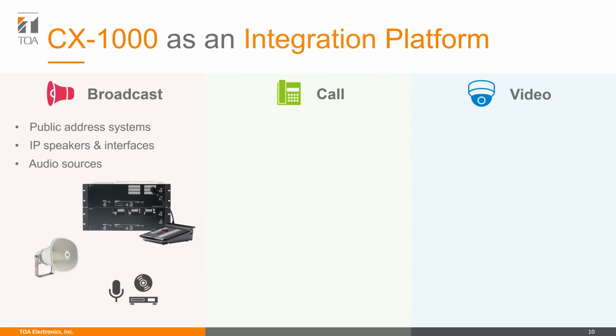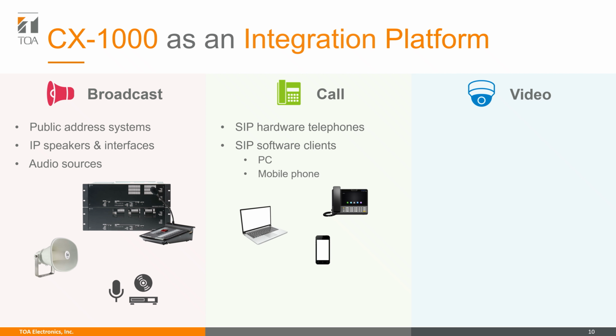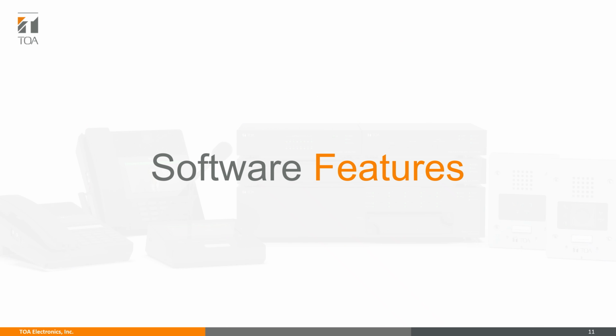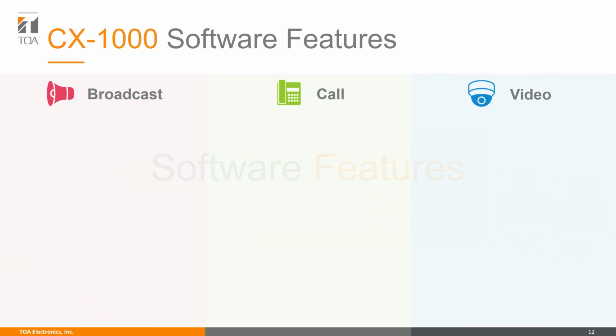Moving on to two-way communication, the CX-1000 can integrate SIP hardware telephones as well as SIP software clients installed on computers or mobile devices. And with video, it's possible to integrate IP cameras. Now, let's talk about the software. Going back to our three categories and talking about broadcast one-way communication, you can do zone paging using microphones. You can distribute background music through the entire system, and you can play back audio files stored locally on the CX-1000.